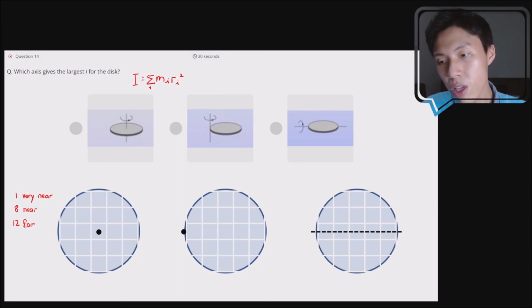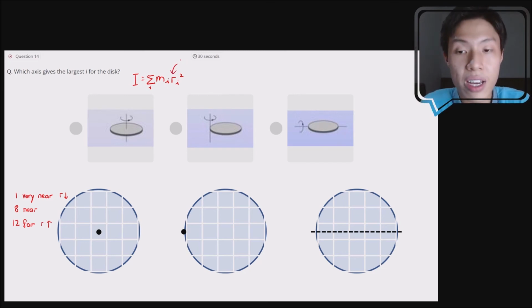If you are near, then the R will be smaller. If you are far, then your R will be larger. So this is what you substitute in here for the R later. I'm just giving a rough idea and not putting in any numbers. I'm just letting you see what we mean by the mass being far away, and what we mean by the mass being near.